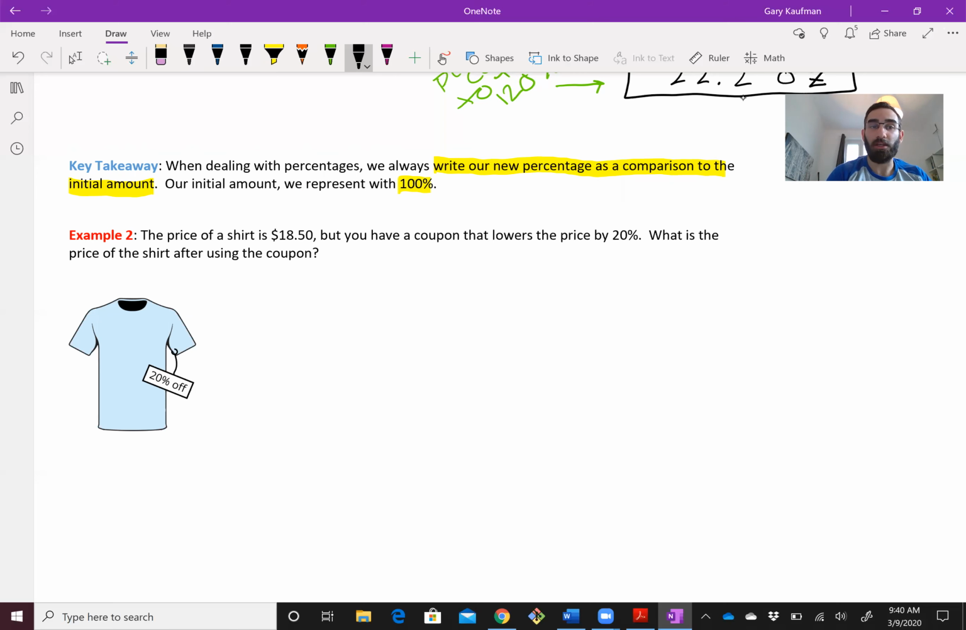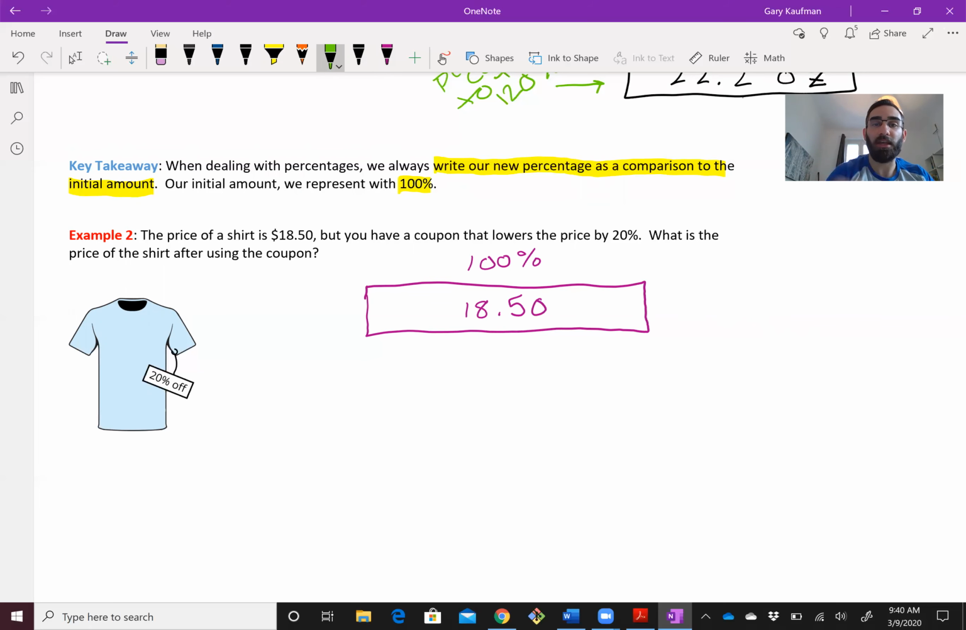Now, in this situation, we then again have the price of a shirt is $18.50. So that is my 100%, and it's $18.50. Now, in this case, instead of building onto the box, I'm going to actually break my box into fifths, because this is my 20%, which I'm now losing. Well, this is the same problem as before, so I don't have to calculate 20% again.